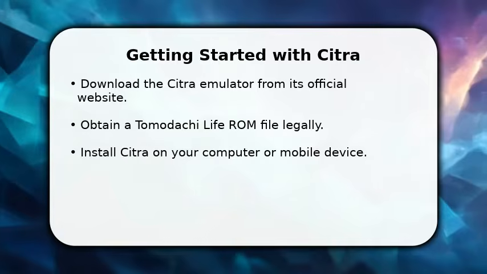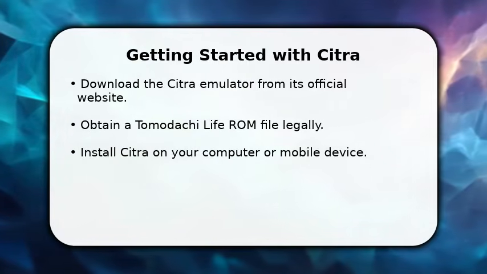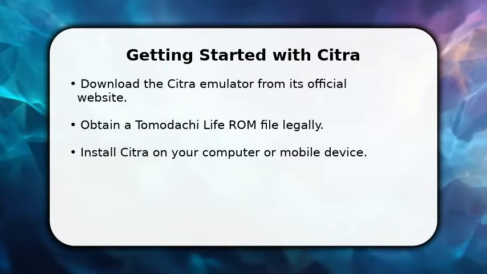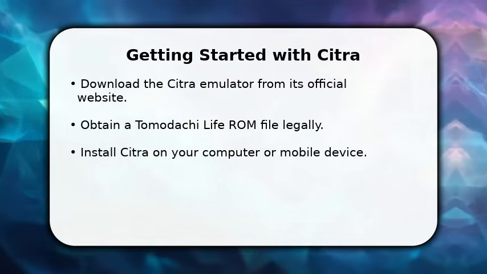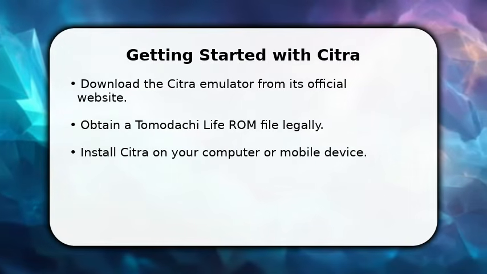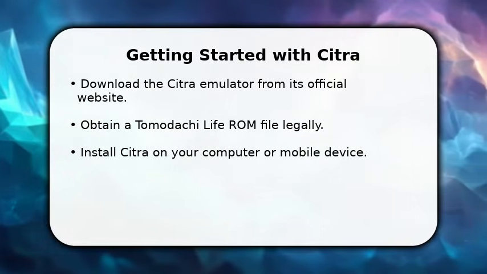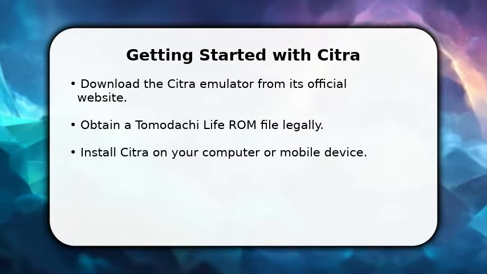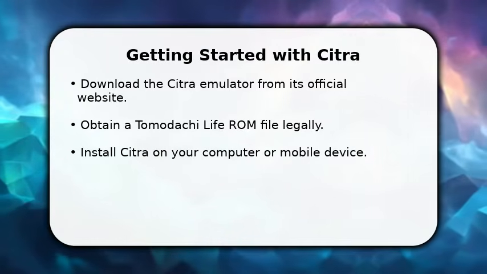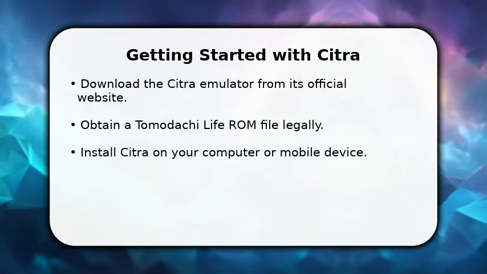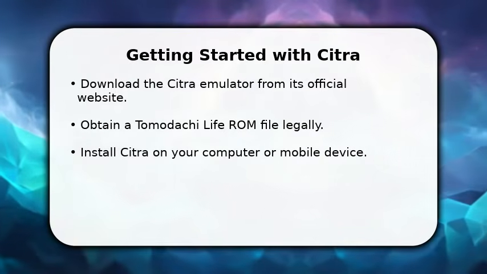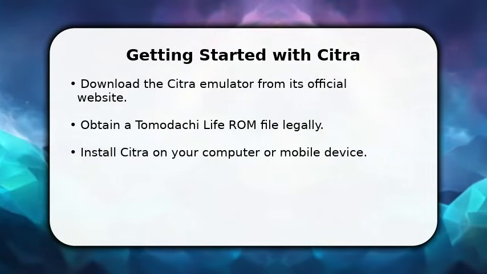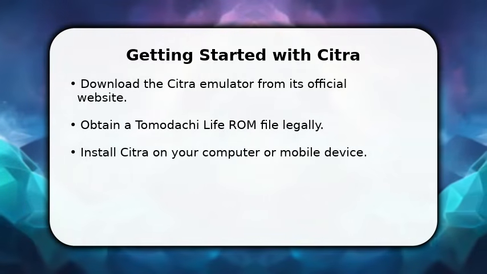In this video, I will explain how to play Tomodachi Life on Citra. First, you'll need to download the Citra emulator from its official website, ensuring you get the correct version for your operating system. Next, legally acquire a Tomodachi Life ROM file. Once you have both, install Citra and then open it to begin configuring your settings. This initial setup is crucial for a smooth gaming experience, so take your time with each step.